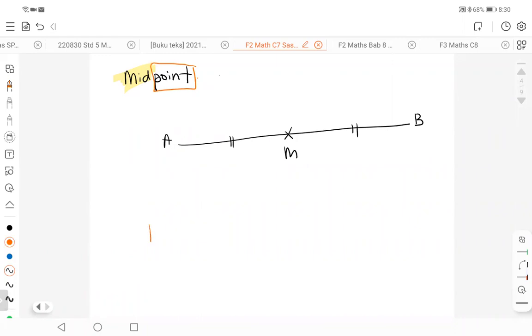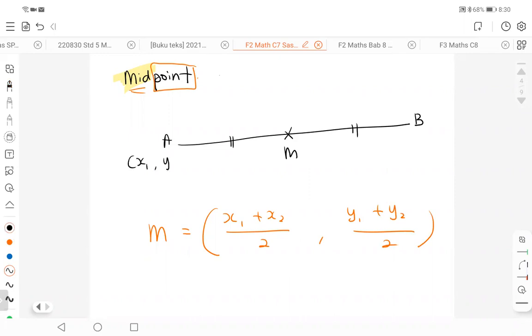So M equals mid, right? Plus, then you divide by 2. So x1 plus x2 divided by 2, y1 plus y2 divided by 2. So what are x1 and x2? They are the coordinates of these 2 points. x1, y1. x2, y2.